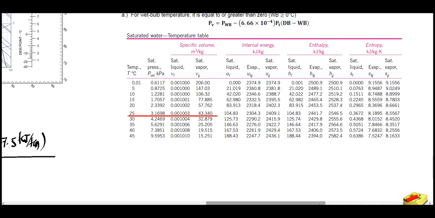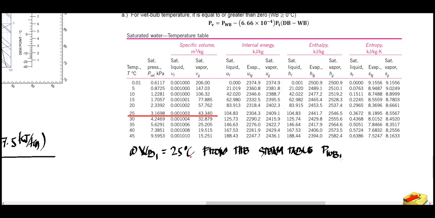So I'm bringing down here the saturated temperature table from the steam table. At the wet bulb 1, which is 25 degrees Celsius, from the steam table at 25 degrees Celsius, we have the corresponding pressure of the wet bulb 1, which is 3.1698. That is in the unit of kPa. Okay.